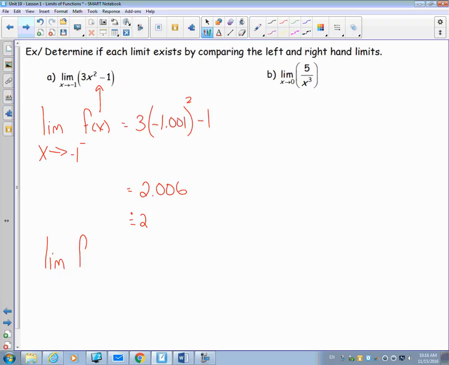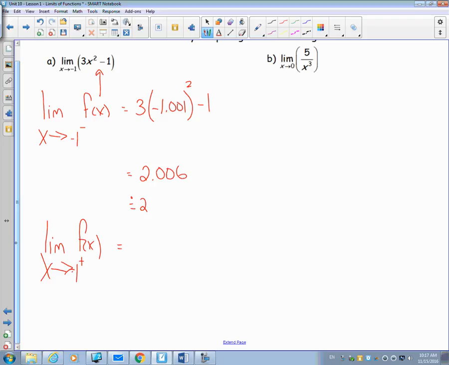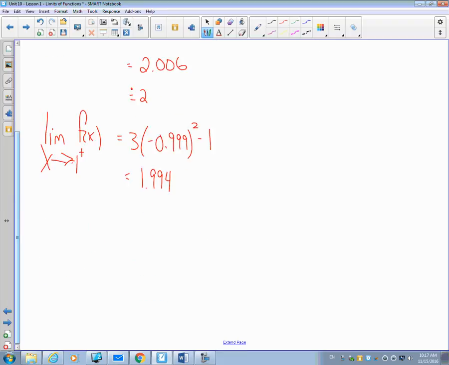If we do the same thing, but we approach -1 from the right, what's the number to the right of -1? It's -0.999. Let's see what happens there. Just plugging into our equation, we get approximately 1.994. And I bet the more 9s I add, the closer and closer this gets to 2. Now it isn't 2 obviously, but I'm thinking the closer and closer I get to -1, the more and more it gets closer to this.